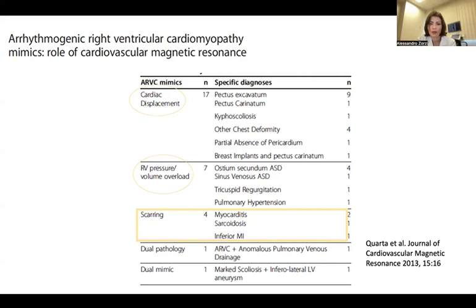When there are conditions such as cardiac displacement, like pectus excavatum or carinatum or scoliosis, then when there is some right ventricular overload in terms of pressure or volume, like ASD or pulmonary hypertension or tricuspid regurgitation, and you can find RV scarring, which is not arrhythmogenic right ventricular cardiomyopathy, but also myocarditis, sarcoidosis, or inferior myocardial infarct.